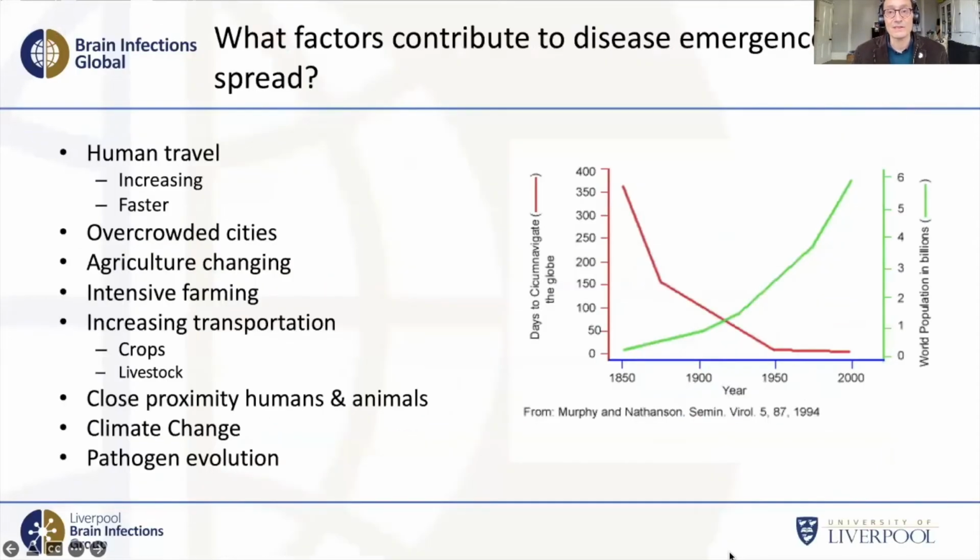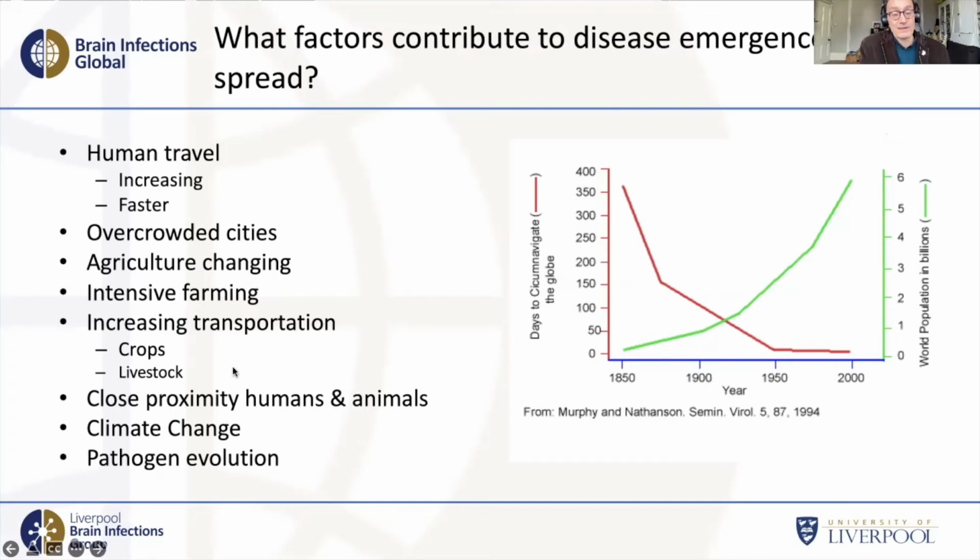So what are the factors that are contributing to emergence and spread of infectious diseases? I've listed some of them on the left there. And you can see in the figure on the right a couple of issues really. One is the time it takes to travel around the world. Since 2000, you can do it in about 24 hours. Back in the 1850s, it took about a year on a ship. And then the world's population has gone up. It's now more than 7 billion. Back in 1850, there was hardly anyone on the planet. And so these things have undoubtedly contributed.